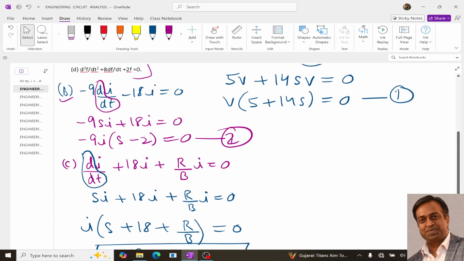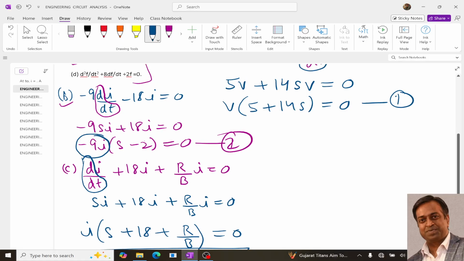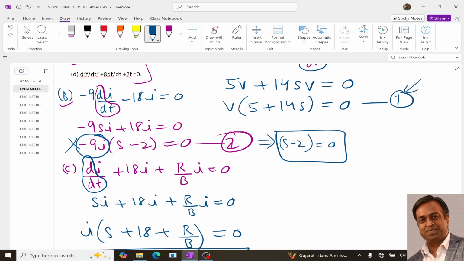Remember, over here also we need to remove this common factor. So removing this, you will get s plus 2 equals to 0. So this is our characteristic equation. Over here also, if you remove this v, then 5 plus 14s equal to 0 is the characteristic equation, right?